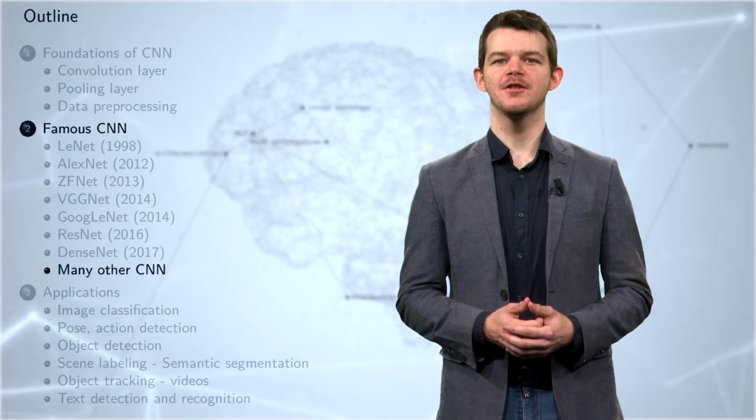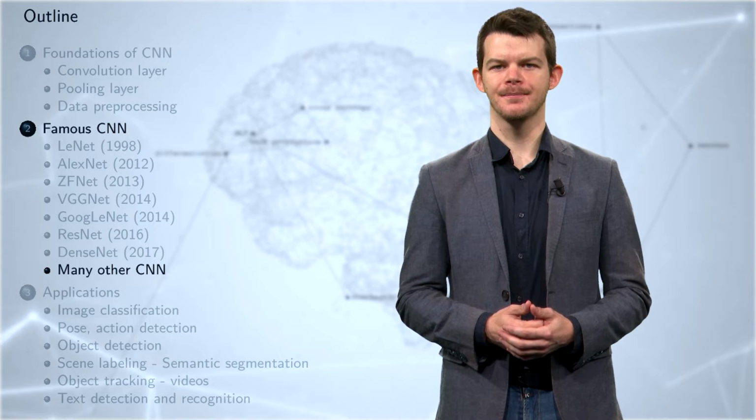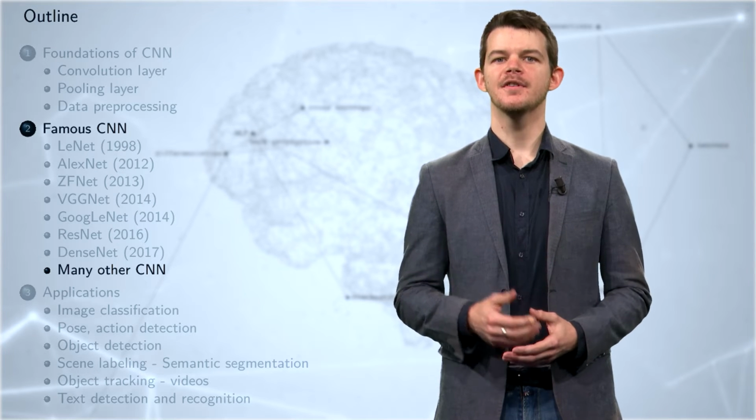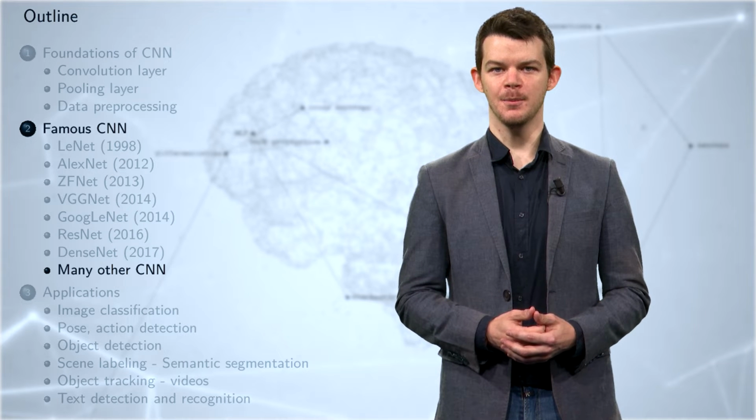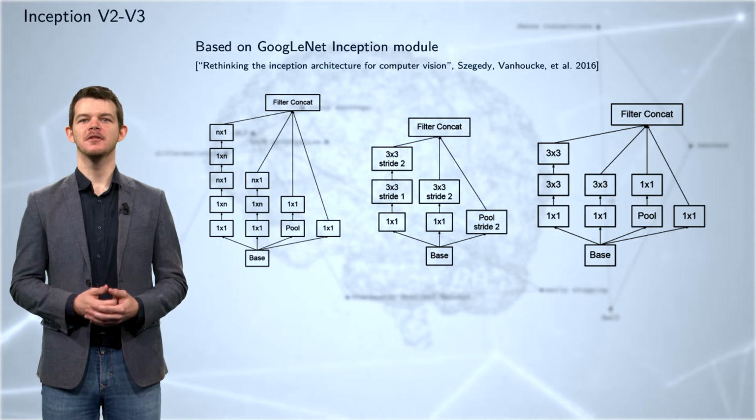So far, we have seen the most important neural networks. In this last section, we present several other neural networks and compare them in terms of predictive performance and number of parameters. This slide is based on the research paper above on inception.